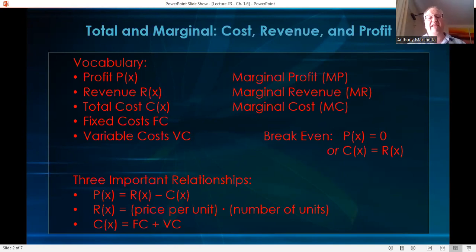Once again, break even happens at the specific time when the profit is 0. You can manipulate that first equation: if you let 0 equal P of x, that first equation in the 3 important relationships down there, and you add C of x to both sides, you'll notice that you have a new statement saying cost equals revenue, and that is also true. So you could look at break even in 2 different ways.